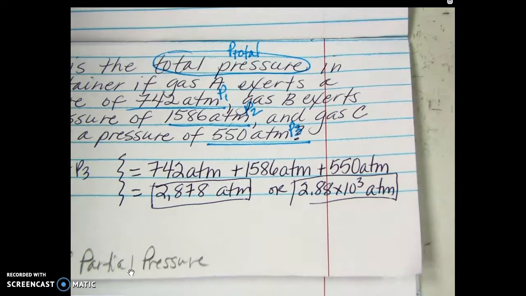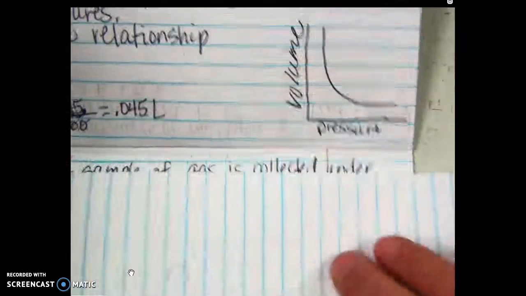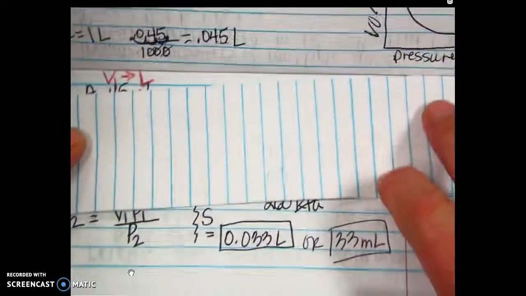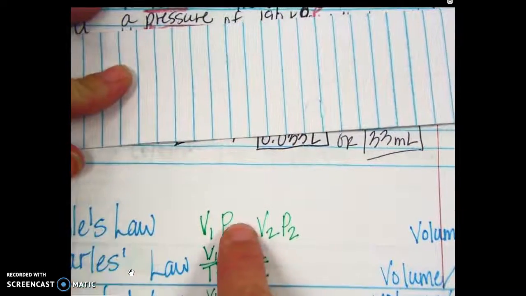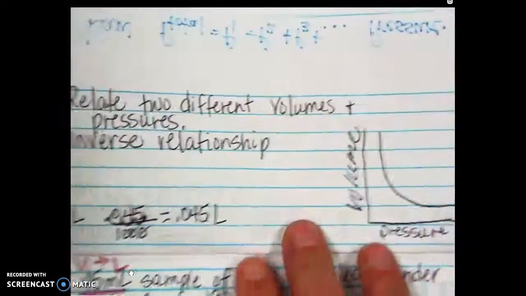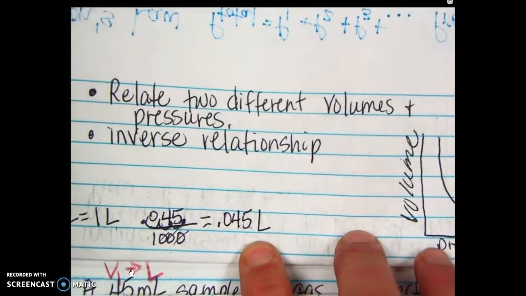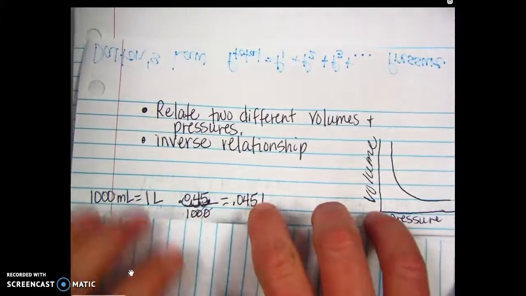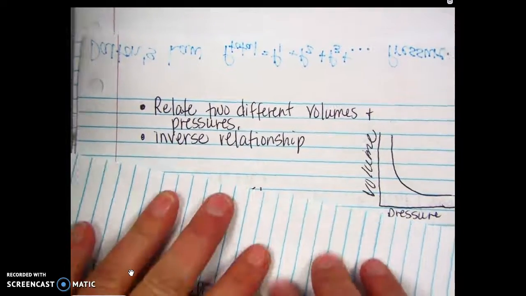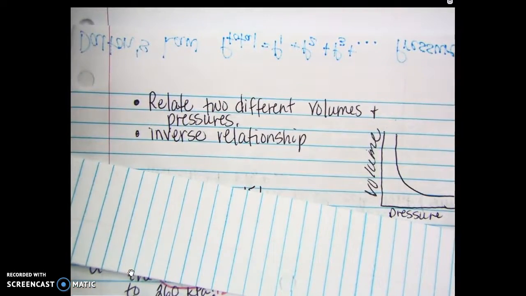The next law we're going to look at is Boyle's law. Ooh, can you see it? Boyle's law, very painful. Okay, so Boyle's law is going to relate 2 different volumes and pressures. There's an inverse relationship. An inverse relationship is a relationship where one goes up, the other goes down.